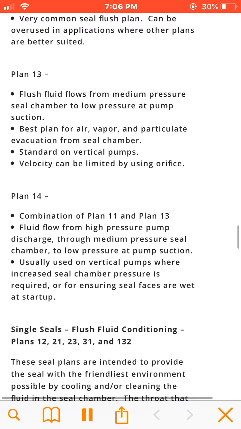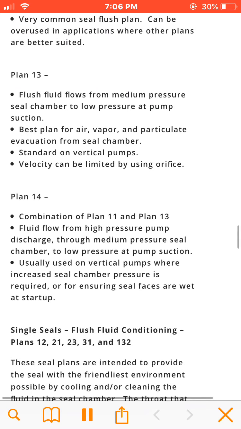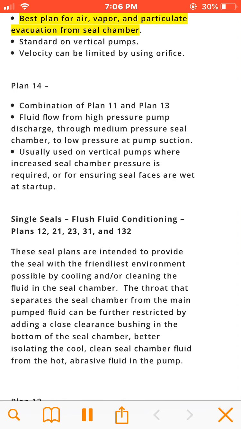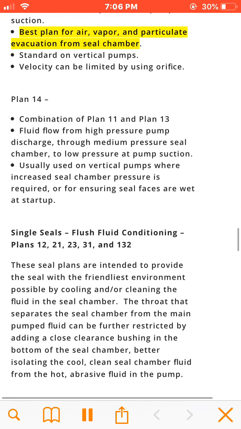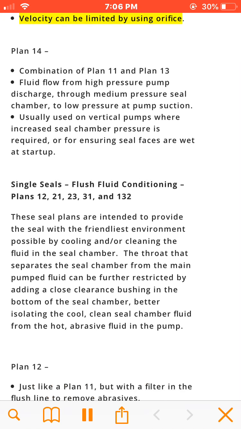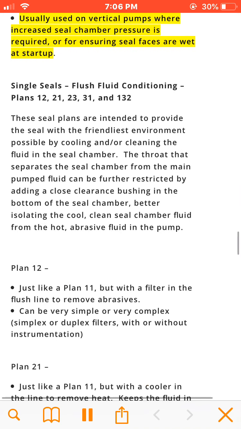Plan 13, flush fluid flows from medium pressure seal chamber to low pressure at pump suction. Best plan for air, vapor, and particulate evacuation from the seal chamber. Standard on vertical pumps. Velocity can be limited by using an orifice. Plan 14, combination of Plan 11 and Plan 13, fluid flows from high pressure pump discharge, through the medium pressure seal chamber, to low pressure at pump suction. Usually used on vertical pumps where increased seal chamber pressure is required, or for ensuring seal faces are wet at startup.